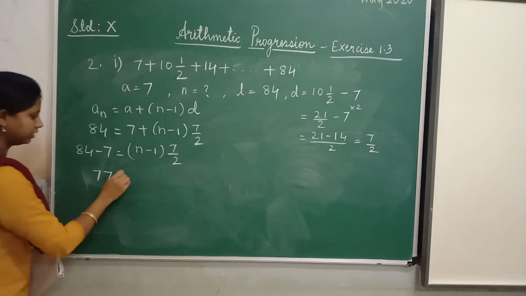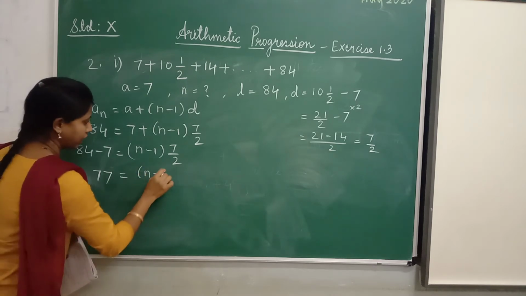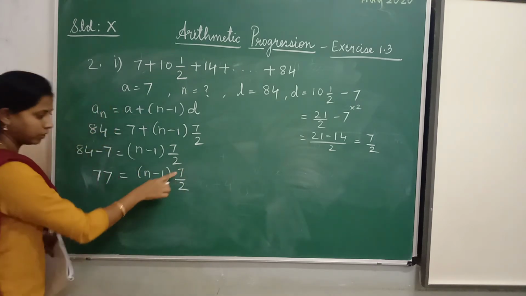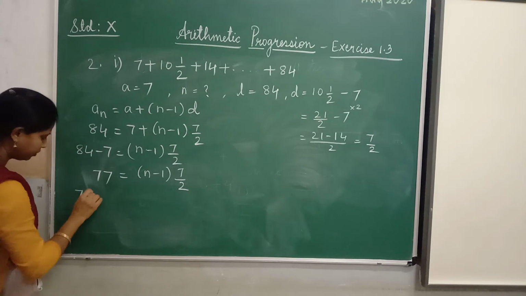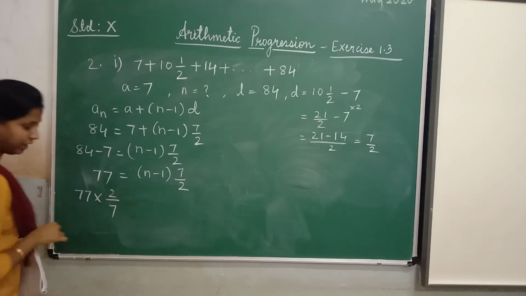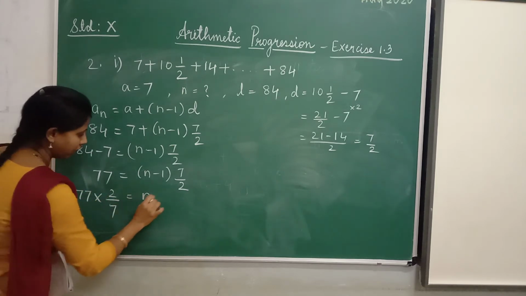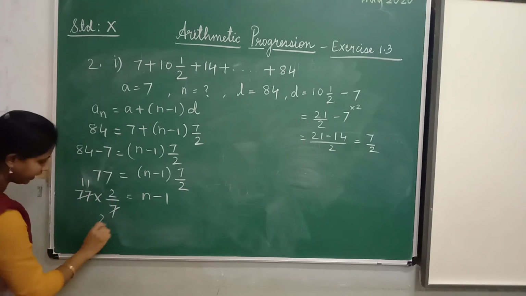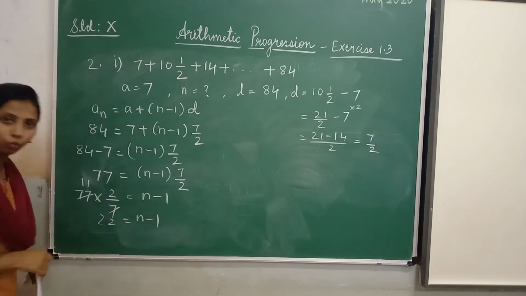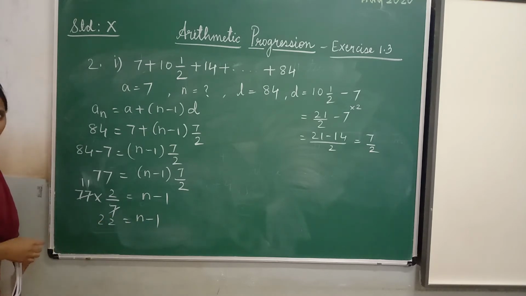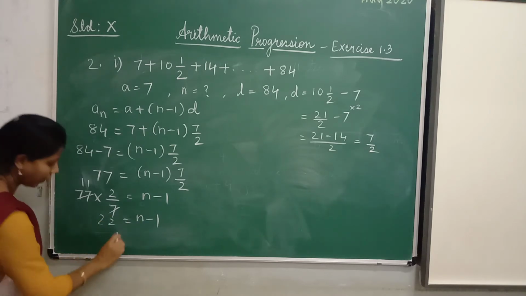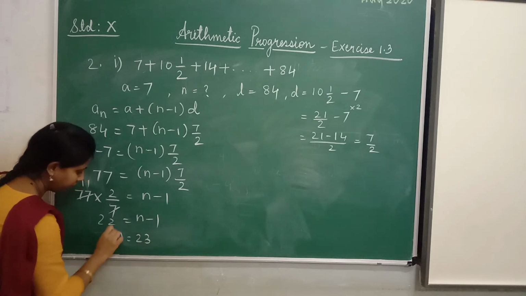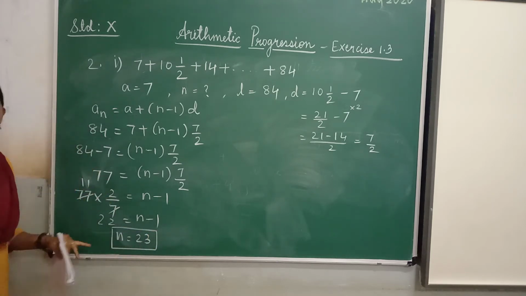Right children? Is equals to n minus 1 into 7 by 2. Now 7 by 2, also take it on the other side. So 7 into 2 by 7 is equals to n minus 1. 7 comes out, 7 elevens are 77. So 22 is equals to n minus 1. So minus 1, if you take on this side, you will get 22 plus 1. So n is equals to 23. Yes, so you got the value of n.